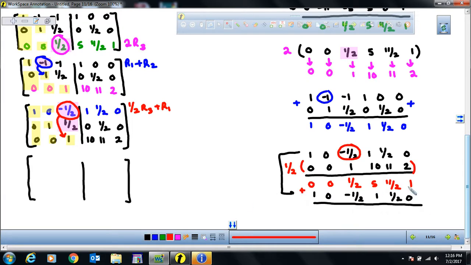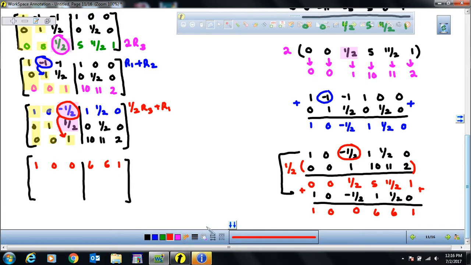So when we add these, 0 plus 1 is going to be 1, 0 plus 0 is 0, 1 half minus 1 half is 0. Now 5 plus 1 is a 6. 11 halves plus 1 half is 12 halves, which is also 6. And 1 plus 0 is going to be 1. So my first row is going to become 1, 0, 0, 6, 6, and 1.